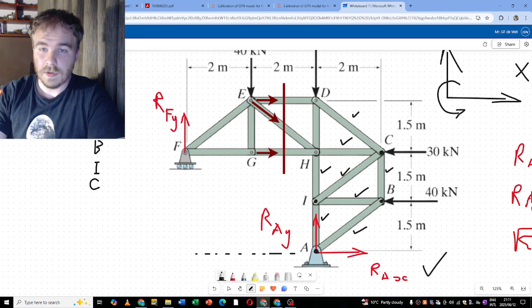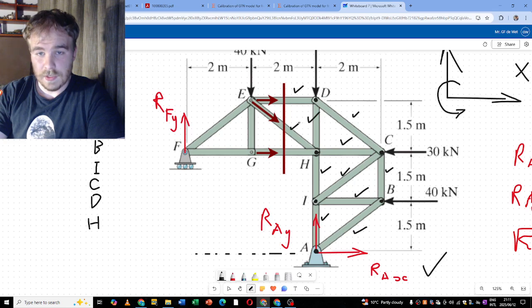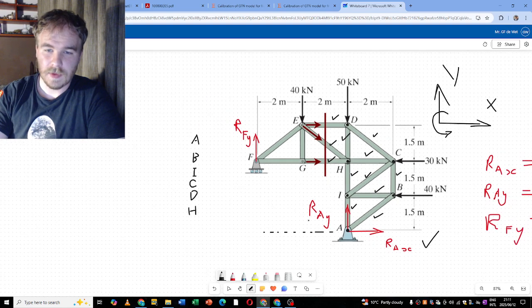Okay, then I'm going to go to point D, because from point D I just have 2 members that I still need to calculate. And then I think I'll go to point H, because then I can calculate this member, this guy, and oh, very nice. That's nice.